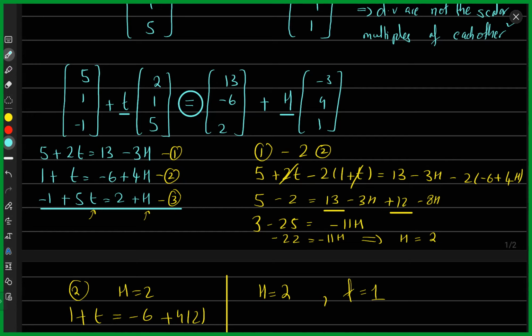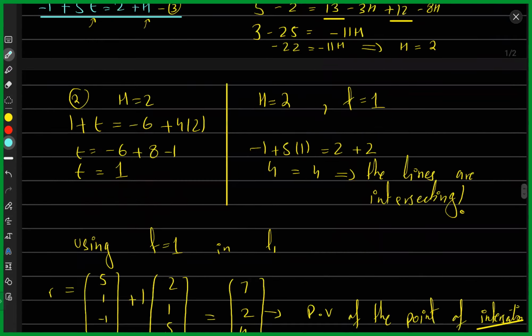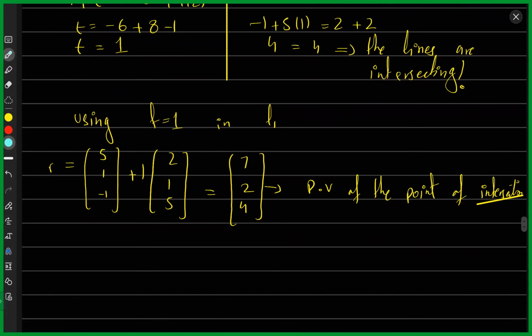Okay. The next part of this question was to find the position vector. Now for the position vector, you are just supposed to find out the point at which the lines are intersecting. So we got t equals 1 and mu equals 2. You can just use this in any of the two lines. Obviously, you need to make sure if you're using t, use L1. If you're using mu, use L2, and just plug in the values. I use L1 and t, and this gives me 7, 2, 4. So this was basically the question.